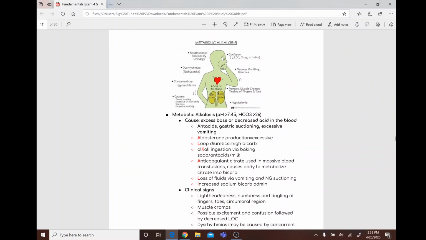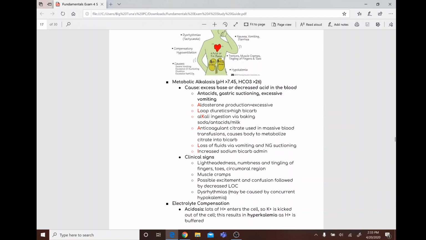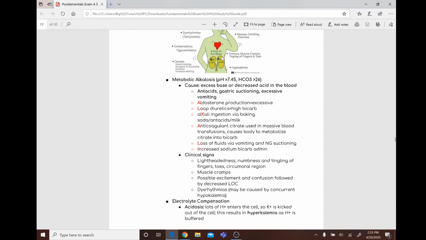All right, what are the values of metabolic alkalosis? pH greater than 7.45, HCO3 greater than 26. What are the causes of metabolic alkalosis? Excess base or decreased acid in the blood, like antacids, gastric suctioning, and excessive vomiting.